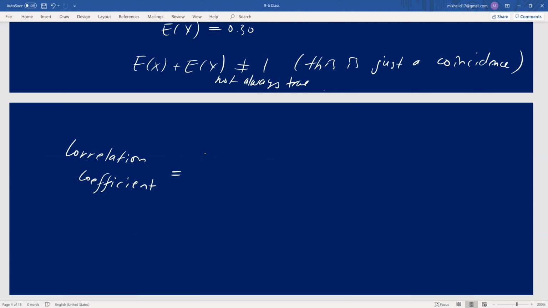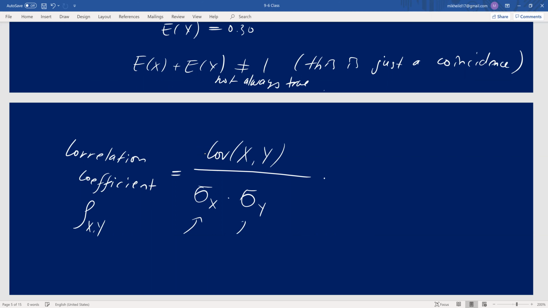The correlation coefficient, which is denoted by rho between x and y, is the ratio of the covariance between x and y over the standard deviation of x times the standard deviation of y. Okay? And you know how to calculate the standard deviation of x and the standard deviation of y, because we did this a few pages above, and we just calculated that part. So the numerator, you can calculate this.